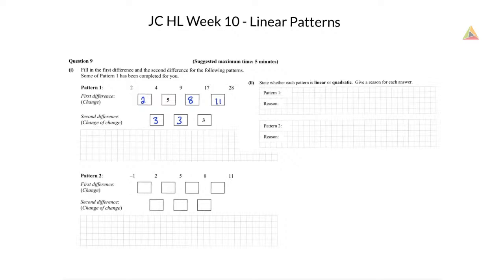The second part gives you a second pattern. So the second pattern goes from minus 1 to 2. So how do you get from minus 1 to 2? Well, you add 3. So the difference is 3. How do you get from 2 to 5? You add 3. How do you get from 5 to 8? You add 3. And how do you get from 8 to 11? You also add 3.